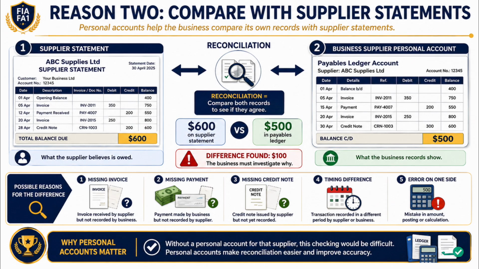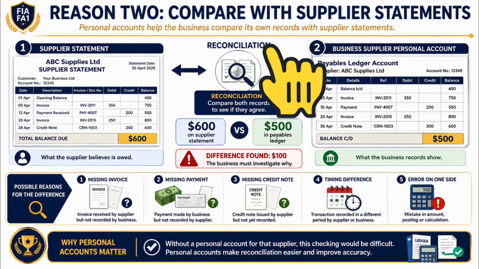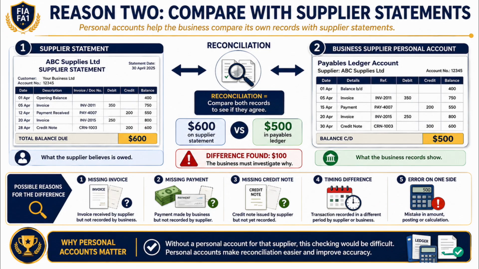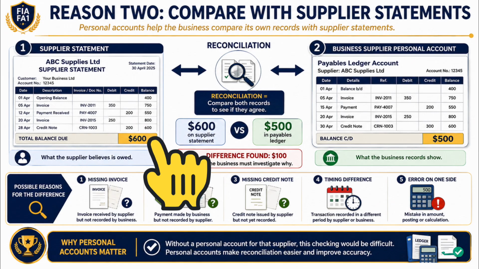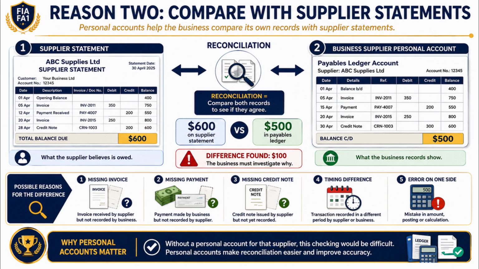Reason 2. To compare with supplier statements. Many suppliers send a statement of account every month. A supplier statement is a document sent by the supplier. It shows what the supplier believes the business owes. The business then compares the supplier statement with its own supplier account. This process is called reconciliation. Reconciliation means checking 2 records against each other to make sure they agree. For example, the supplier statement may say amount owed equals $600, but the business's own payables ledger account may say amount owed equals $500. Now there is a difference.